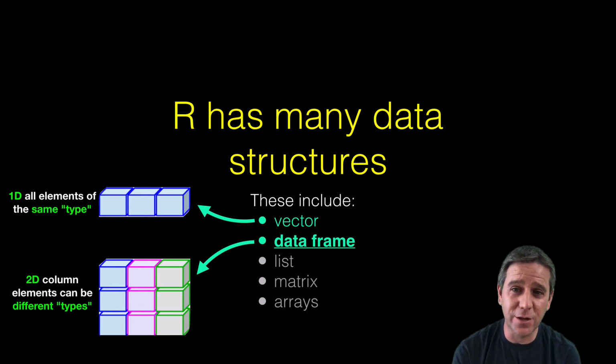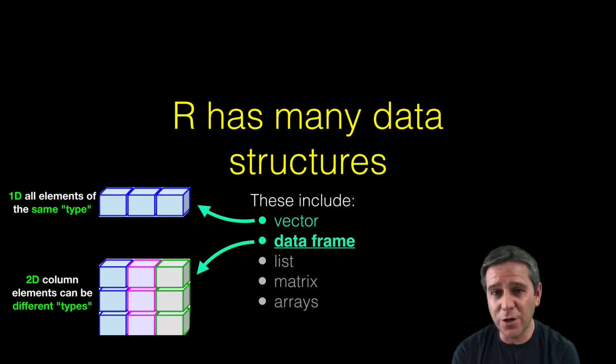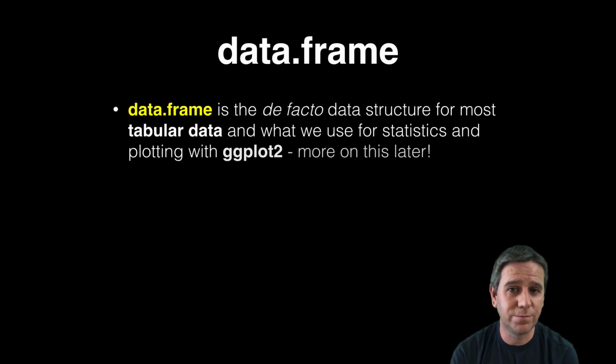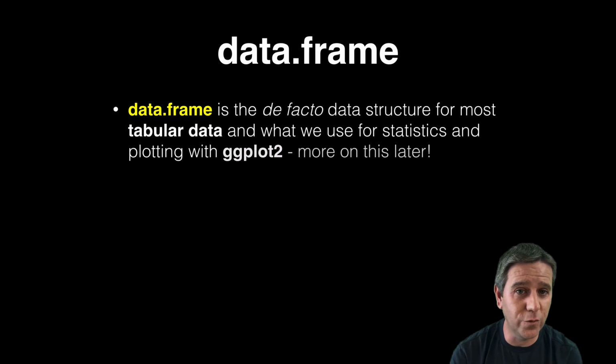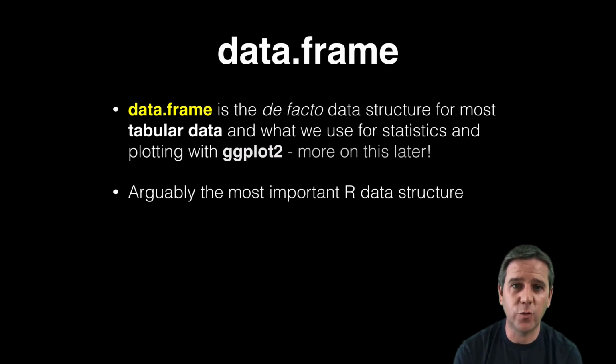You see, the elements are the same color. Data frames, they're tabular. They have rows and they have columns, and the columns can have different data types in them. So one column could be numbers, one column could be characters, another could be logicals, for example. So data frames, they're the de facto data structure for most tabular data in R. They're what we use for doing most statistical analysis, and also what we use whenever we go and do plotting with packages like ggplot2, for example. We'll have more on this afterwards.